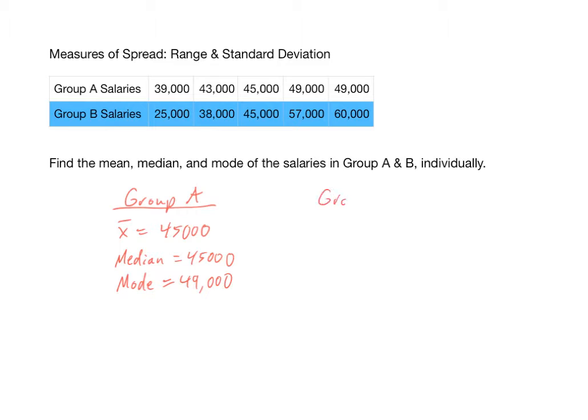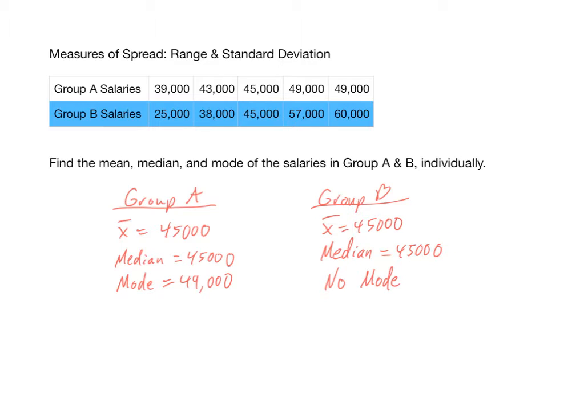With Group B, it also has a mean of 45,000, a median of 45,000 as well, and it does not have a mode. So aside from the difference that this one has a mode of 49,000 and this one does not have a mode, they have the same exact mean and same exact median.